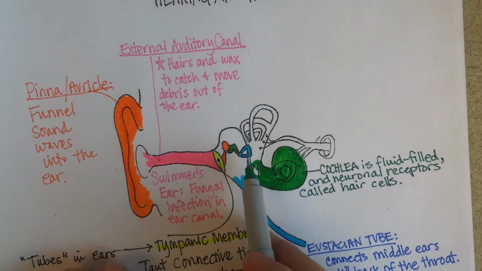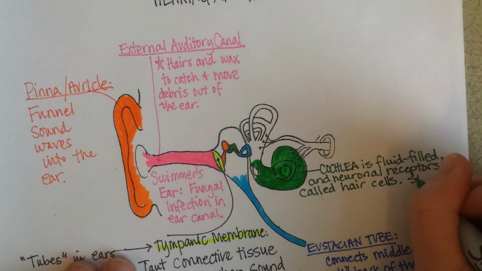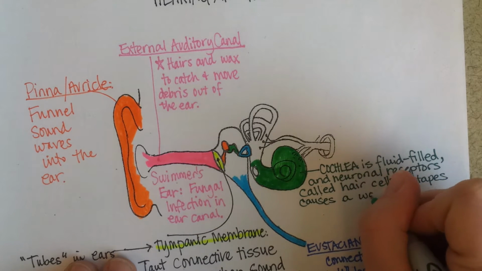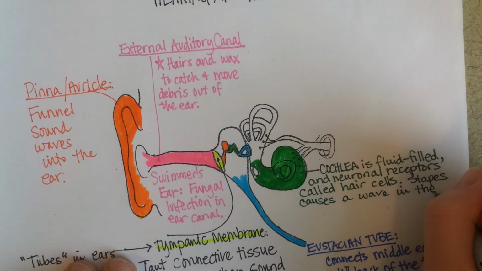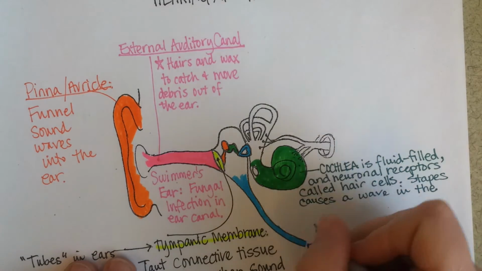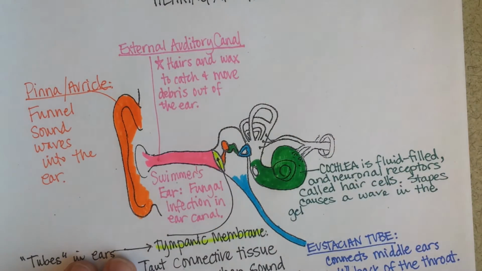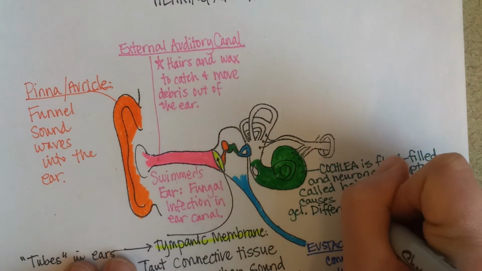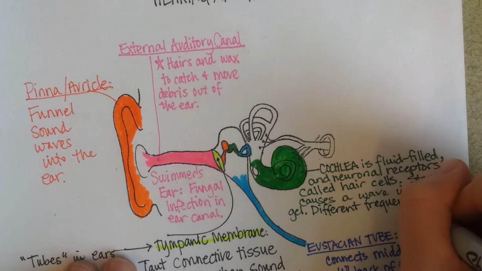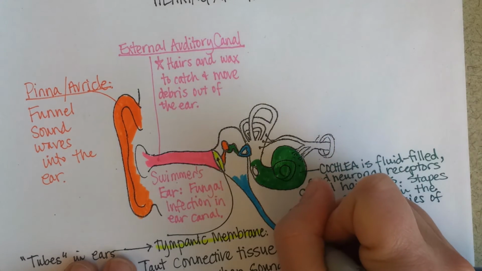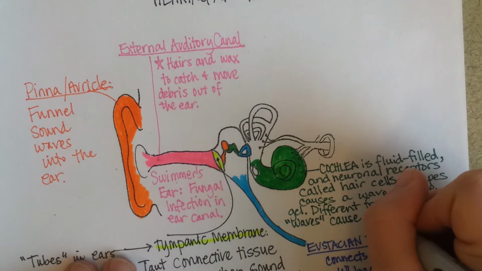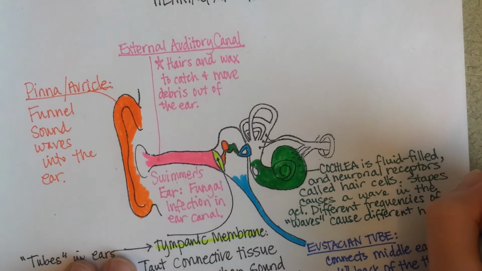Essentially what happens is when the stapes moves on the entrance to the inner ear, it causes a wave in the gel. And we call the fluid a gel because it is fairly viscous. So it causes a wave in the gel. Different frequencies of waves, which we would talk about as sound, cause different hair cells to fire.